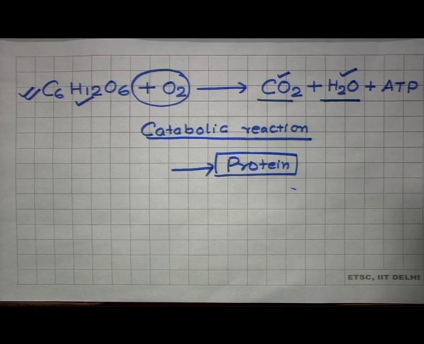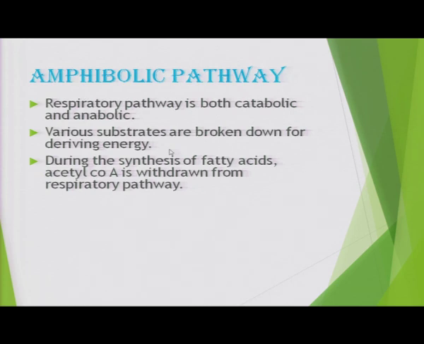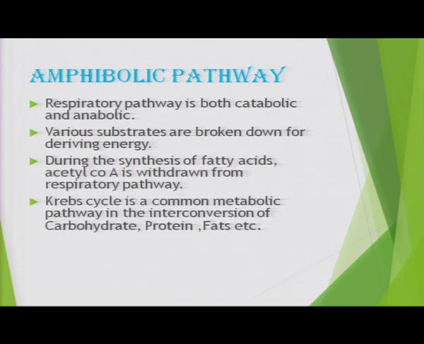So, this one is called an amphibolic process. Here the respiratory pathway is both catabolic and anabolic, as we have already discussed. Various substrates are broken down, deriving their energy. During the synthesis of fatty acid, acetyl coenzyme A is withdrawn from the respiratory pathway. The Krebs cycle is the common metabolic pathway in the interconversion of carbohydrate, protein and fat. If carbohydrate is not present, protein and fat also help in the respiratory pathway.